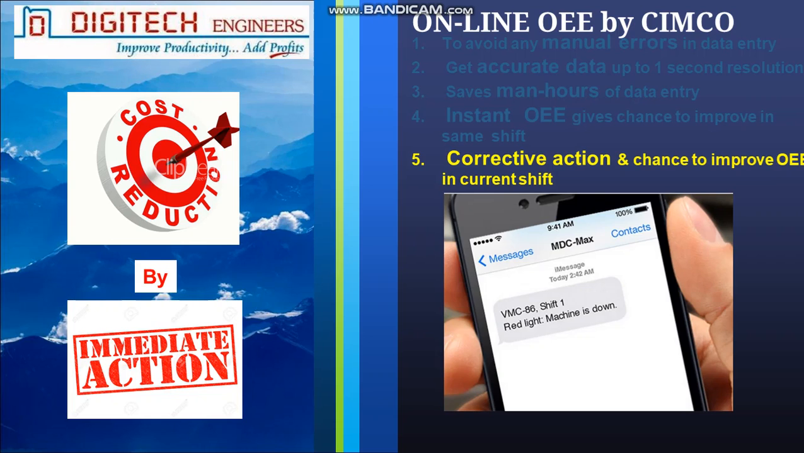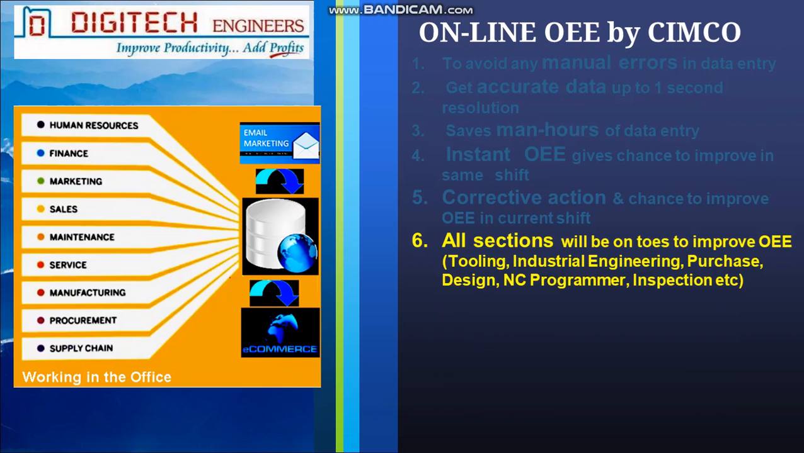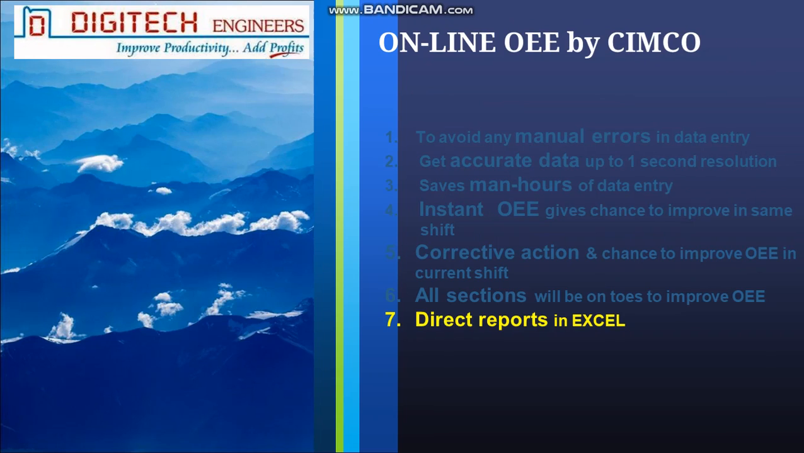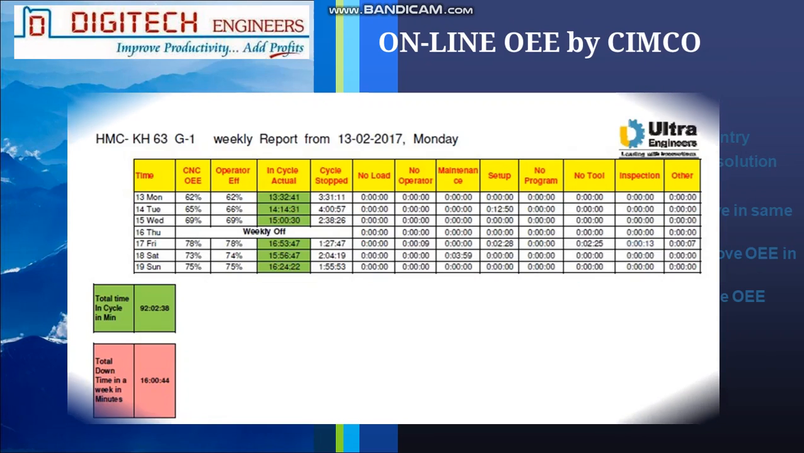So cost reduction by immediate action. All the sections will be on toes to improve the overall OEE: tooling, industrial engineering, purchase, design, NC programmer, inspection. All the departments will get SMS if the machine is down due to those reasons. You get directly report in the Excel.